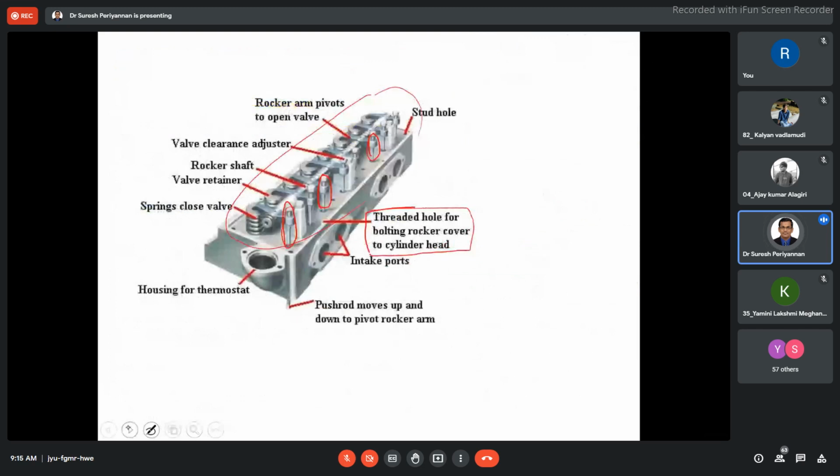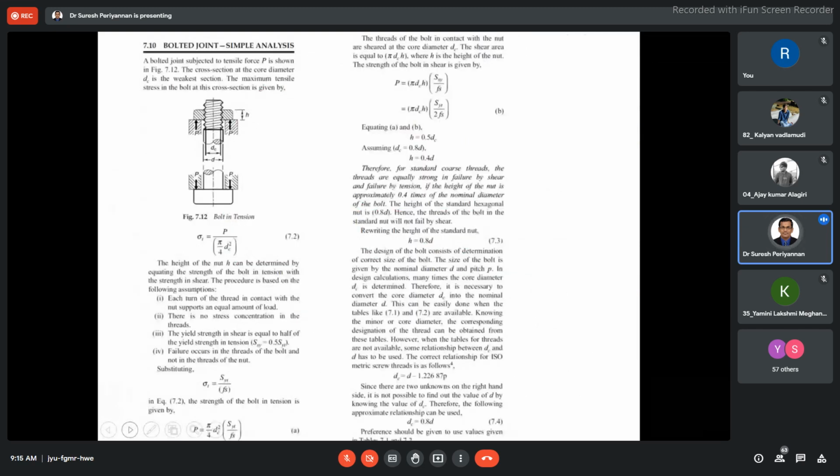Now come to the bolted joint simple analysis. See here, the bolted joint is subject to tensile force P. When you are tightening, this is a force schematic diagram. Here the force is acting in the downward direction on the bolt head, and here the force is acting in the upward direction on the nut. Then only the component is going to be in equilibrium condition, right?